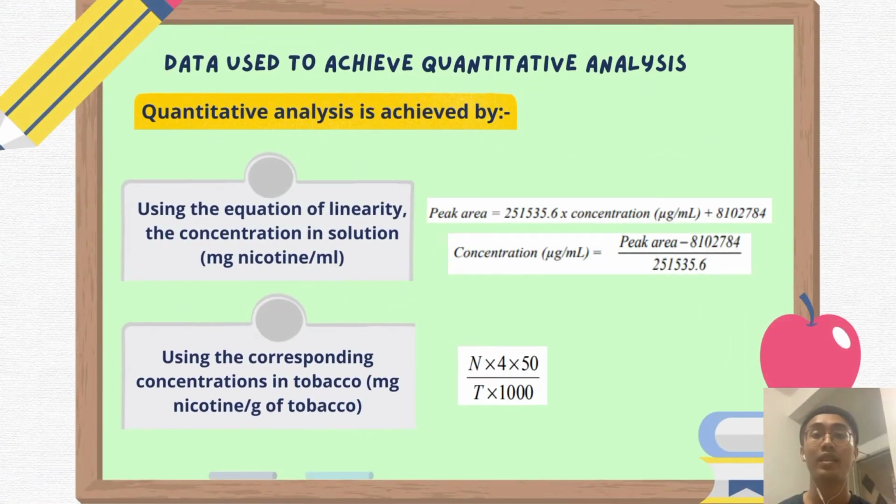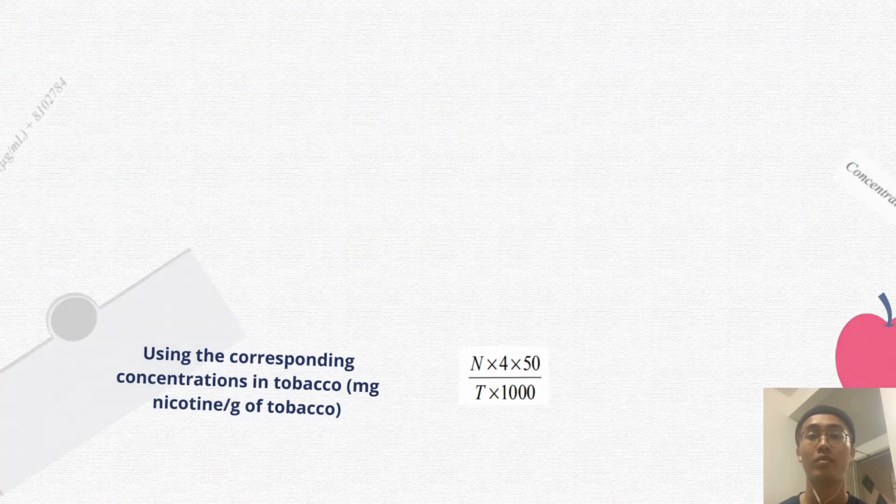Quantitative analysis is achieved by using two approaches. Firstly, using the equation of linearity shown above, the concentration in solution, milligram nicotine per milliliter. Secondly, using the corresponding concentration in tobacco, milligram nicotine per gram of tobacco, as shown above.